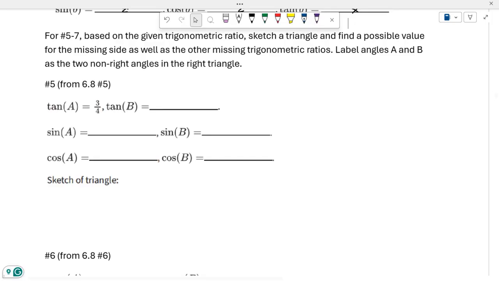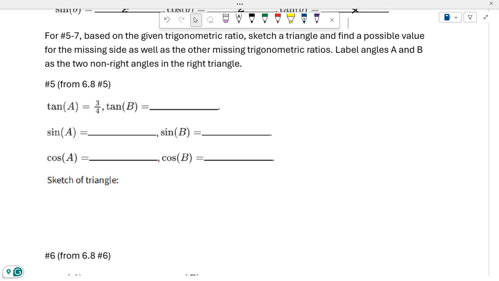Question 5. Well, 5, 6, and 7. For numbers 5 through 7, based on the given trig ratio, sketch a triangle and find a possible value for the missing side as well as the other missing trig ratios. Label angles A and B as the two non-right angles in the right triangle.